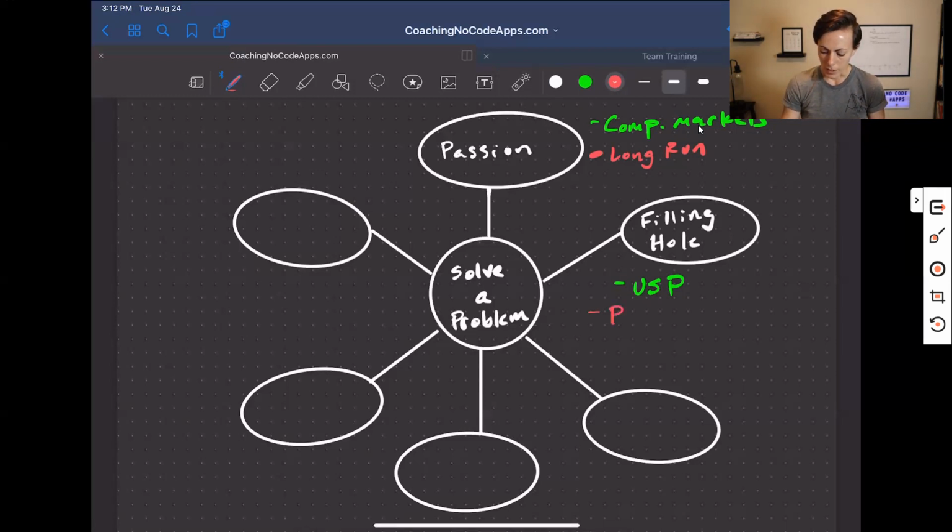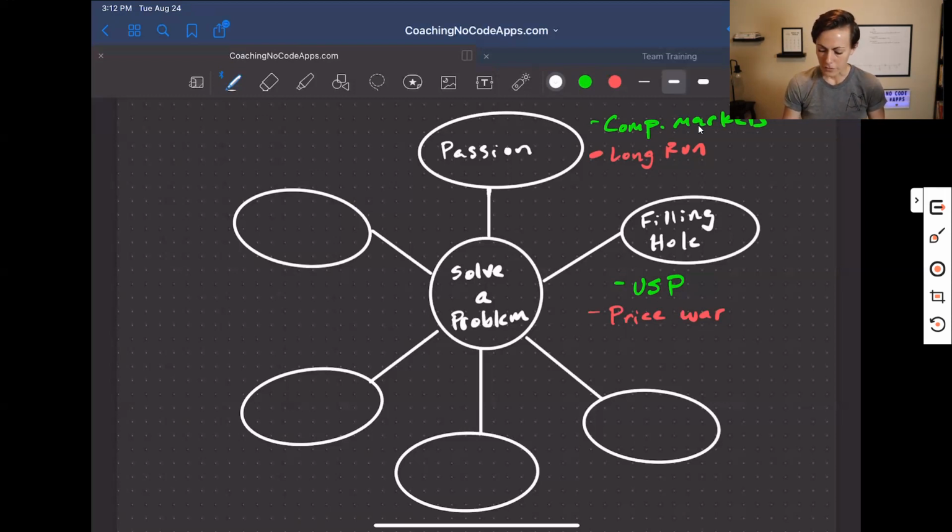So really, if you don't have any hole that you're filling, and you do have some sort of competition in the market, then there's a good chance you'll end up in a price war, or rather a race to the bottom, which is not really something you want to do. It's not something that's sustainable for you long term, and it's hard to scale like that. So passion, filling a hole.